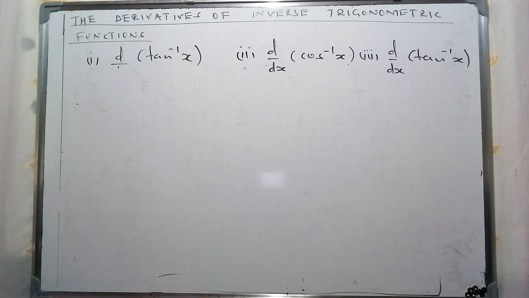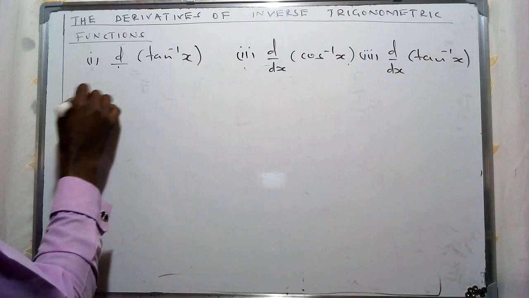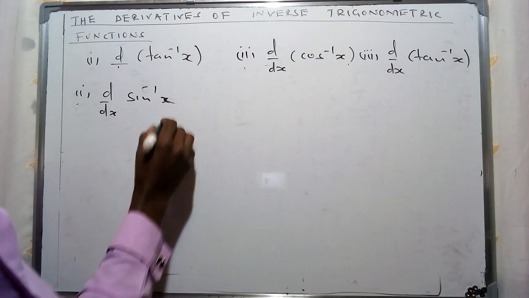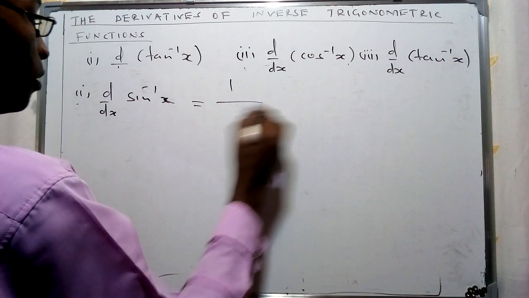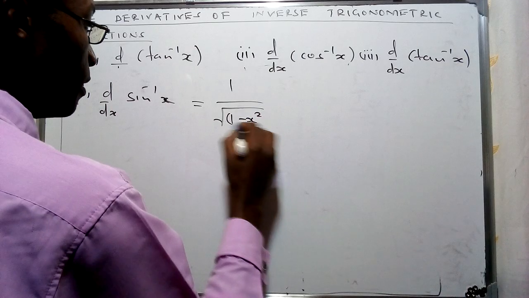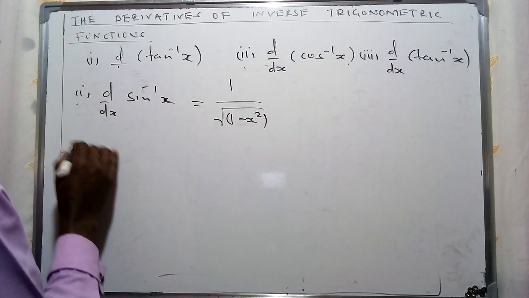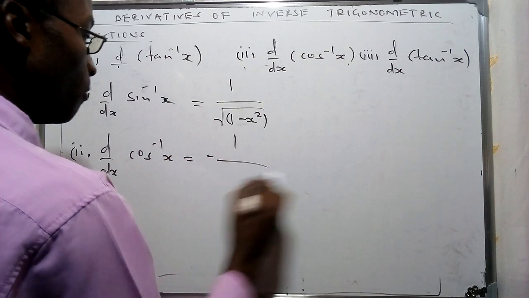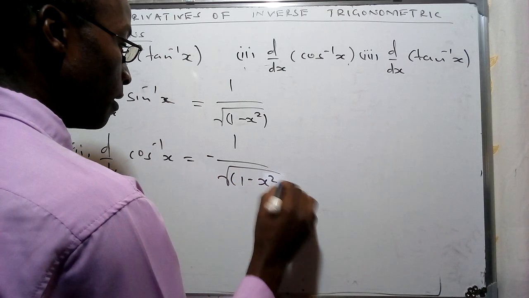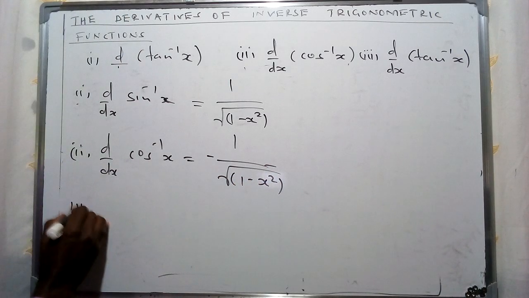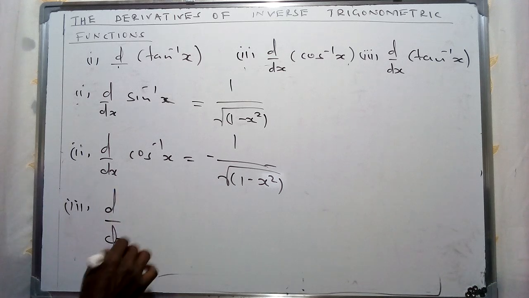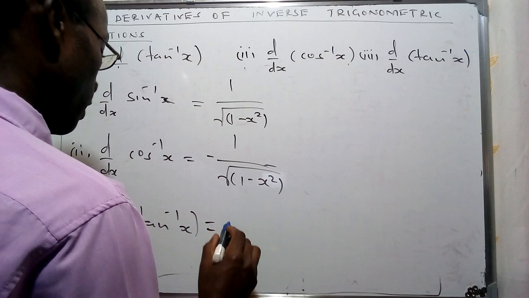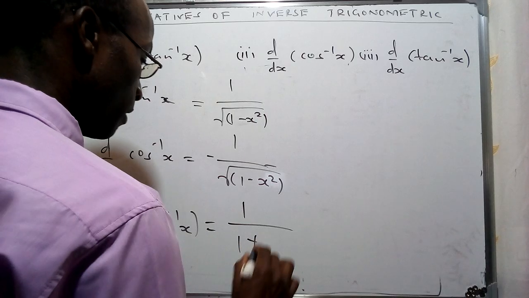So suppose we have this one, which was our first representation, which we said was d over dx of the sine inverse over x, and this is equivalent to 1 all over the root of 1 minus x squared. And we said that for option 2, we had d over dx of the cosine inverse over x, and this was negative 1 all over the root of 1 minus x squared. And lastly, for d over dx of the tan inverse over x, we have 1 all over 1 plus x squared.